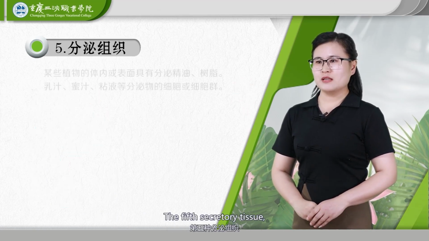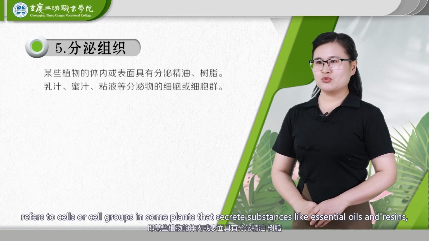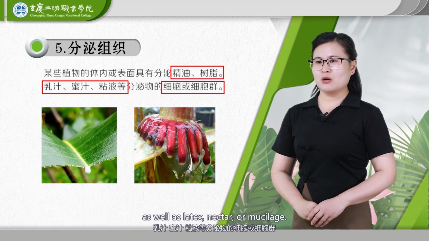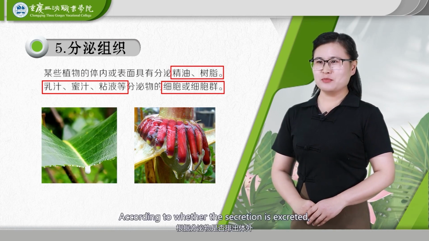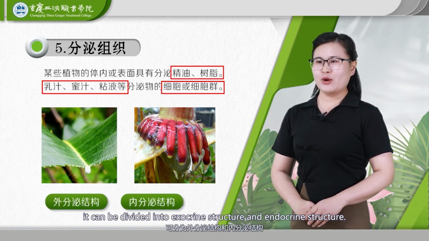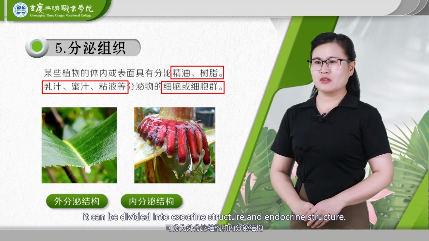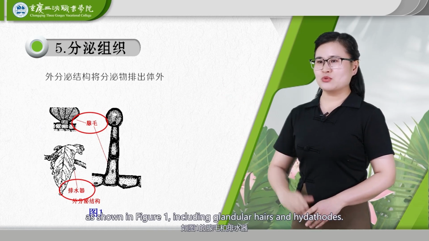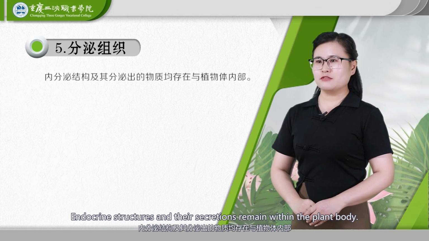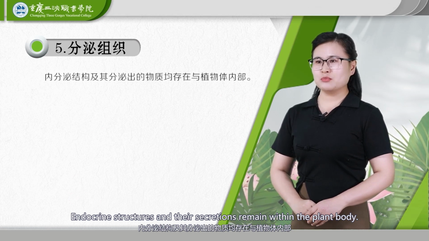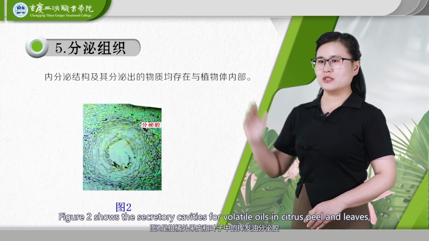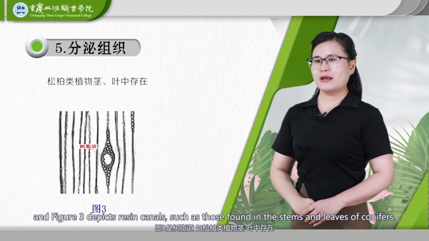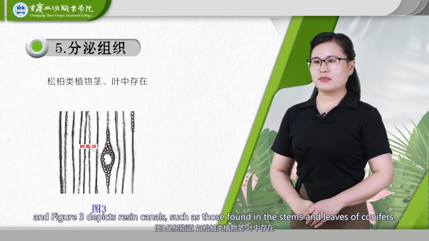The fifth type, secretory tissue, refers to cells or cell groups in some plants that secrete substances like essential oils and resins, as well as latex, nectar, or mucilage. According to whether the secretion is excreted, it can be divided into exocrine structure and endocrine structure. Exocrine structures expel secretions from the body, as shown in Figure 1, including glandular hairs and hydathodes. Endocrine structures and their secretions remain within the plant body. Figure 2 shows the secretory cavities for volatile oils in citrus peel and leaves, and Figure 3 depicts resin canals, such as those found in the stems and leaves of conifers.